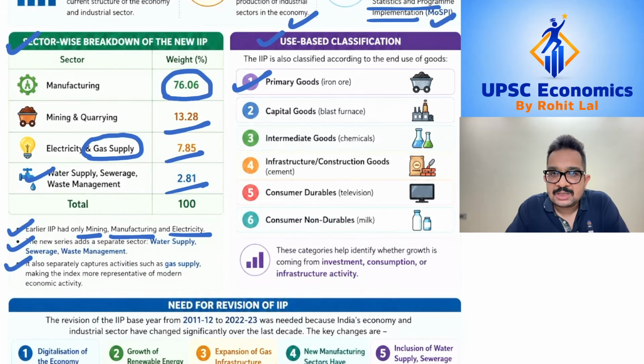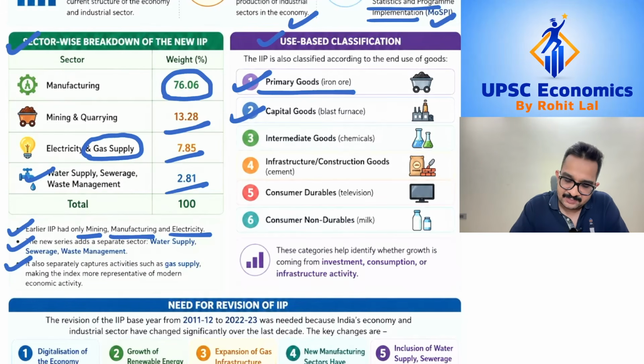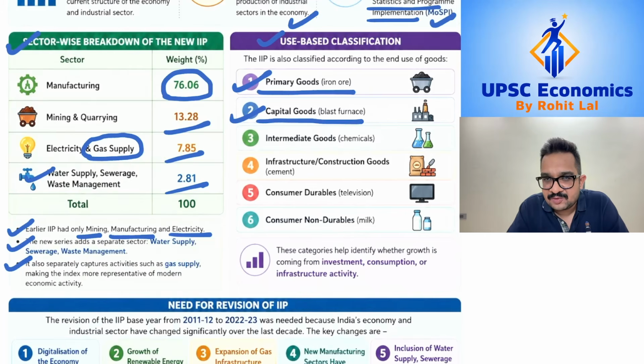So if you talk about the use based classification of IIP, the six use categories are: you have primary goods. An example would be iron ore. Primary goods refer to goods which are obtained from nature and they are used for further production. The second use based category is capital goods. Capital goods refers to goods which are used to make other final goods. So for example, you could have a blast furnace which is used to manufacture steel. So it's a machinery. It's a final good which is used to make other final goods.